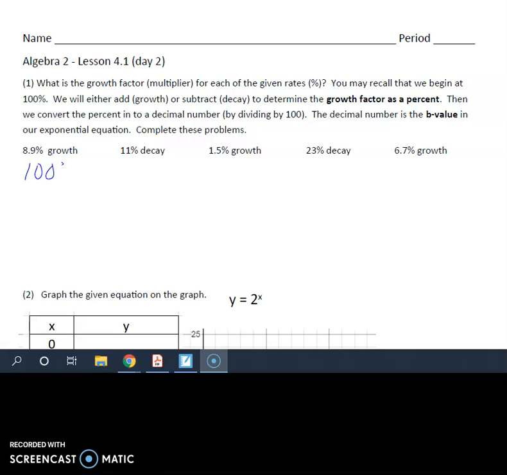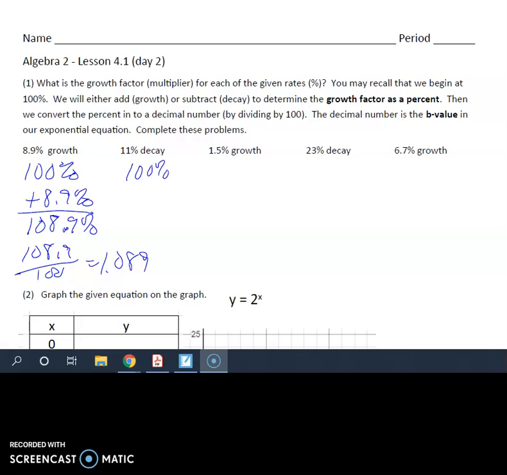All right, so we start off with 100%. It is a growth, so we're going to be adding 8.9%. So we get 108.9%. And then take that number and divide that by 100. So our B value would be 1.089. In problem number 2, we take 100%, subtract 11% from it to get 89%. Then we're going to take 89 divided by 100, so our B value, the second one, is 0.89.